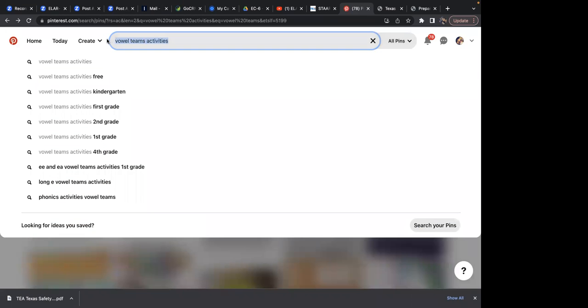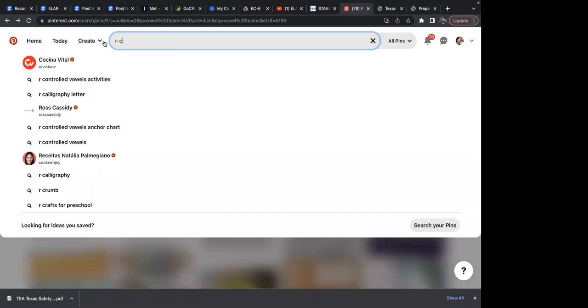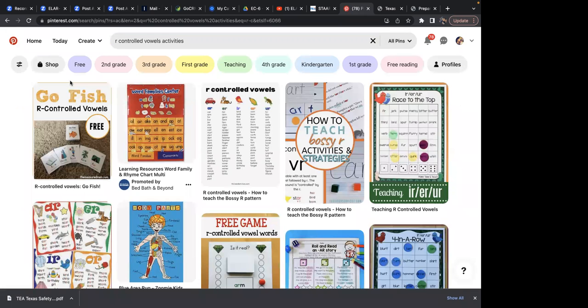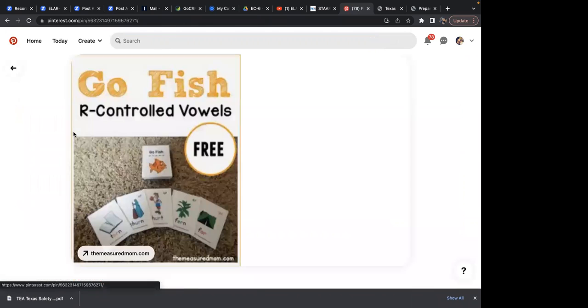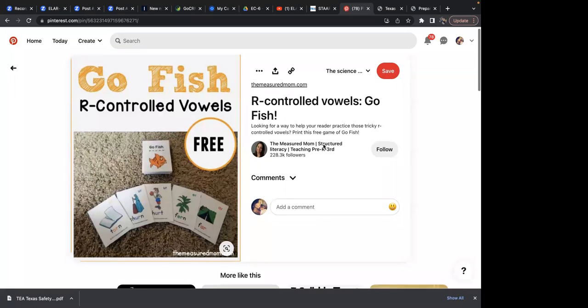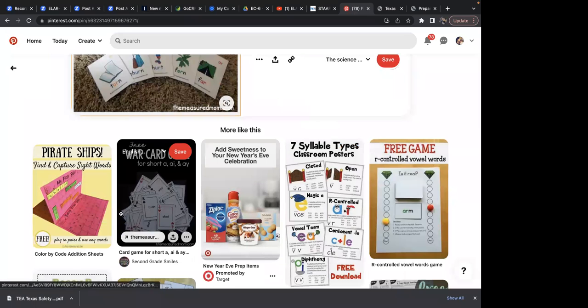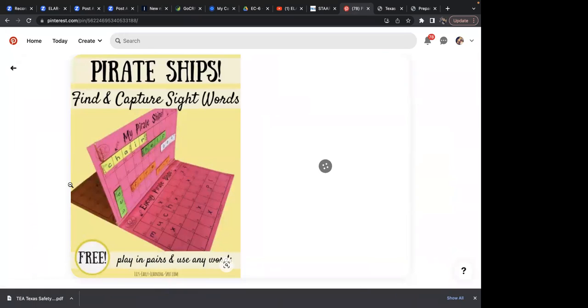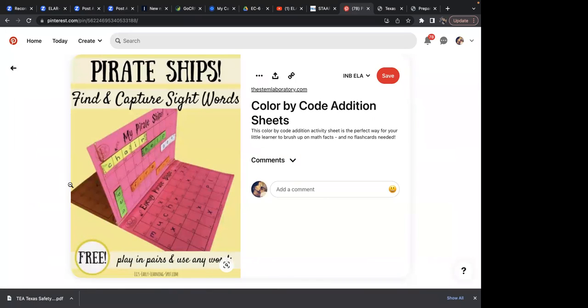I think the other one was R controlled vowel activities. Let's take a look. Go Fish with R controlled vowels. Looking for a way to help your reader practice those tricky R controlled vowels? So this is R controlled Go Fish. Look at this pirate ship for sight words. How fun is that? If your students are not doing well with sight words, you can have them play this game and they'll see it over and over again, and they're looking to see if that word is in fact going to get.